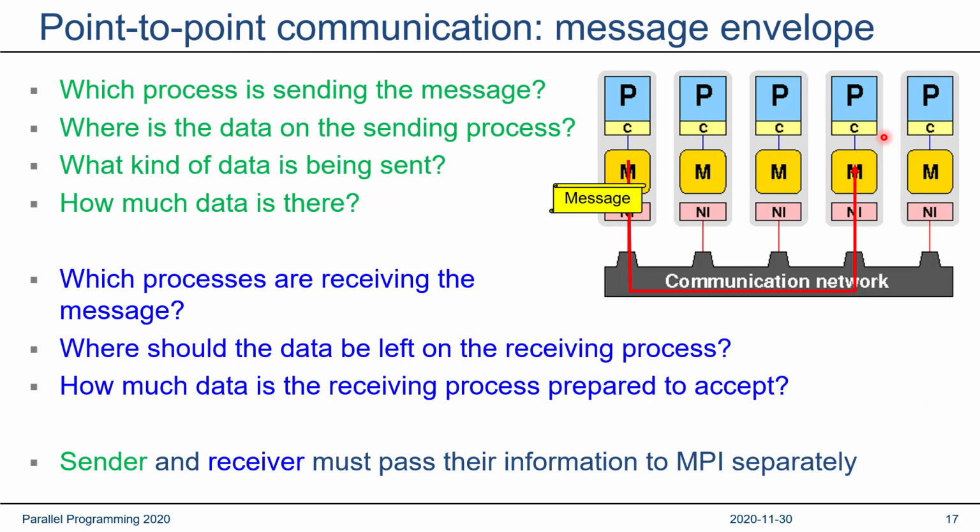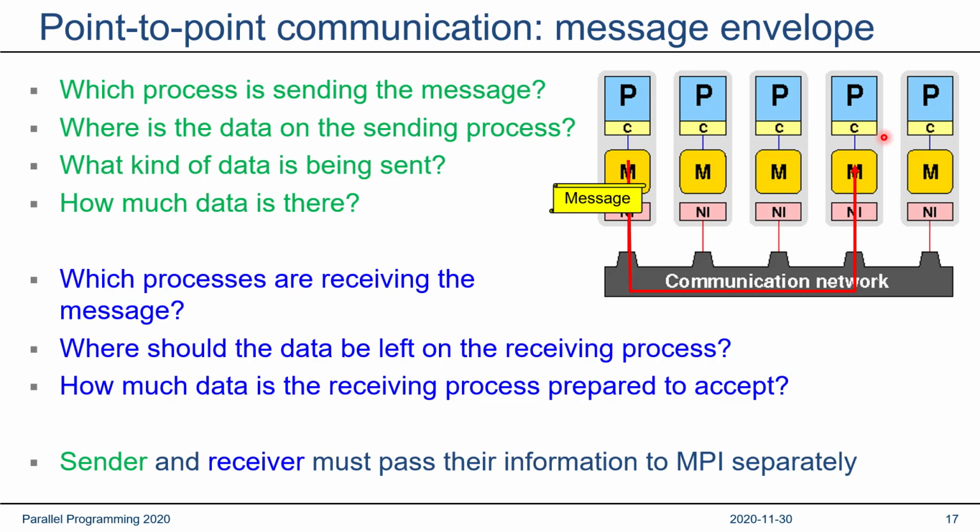Our simple Hello World program didn't actually do any communication, but communication is the core of message passing, so we have to deal with that first. When I communicate a message from one process to another, there are a couple of things that have to go with the message. We call that the message envelope. This is the stuff that you also write on the envelope of a letter. So which process is sending the message? Who is sending?